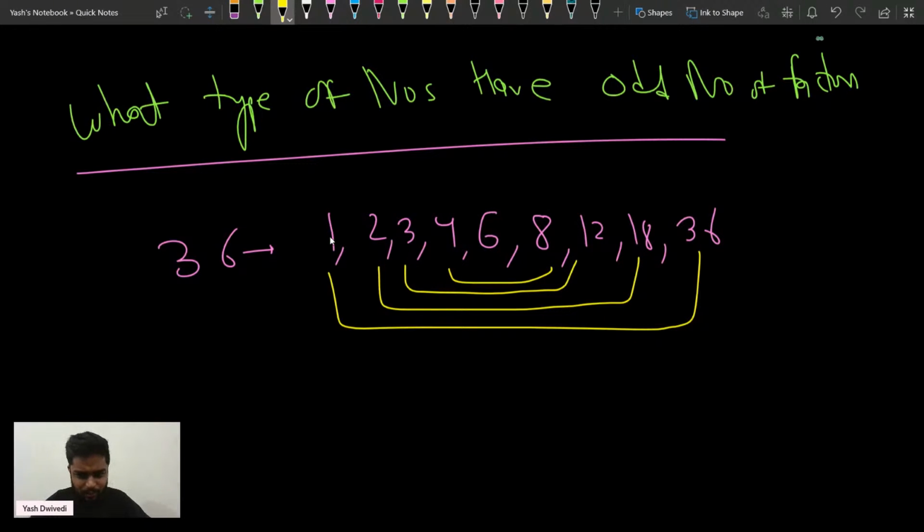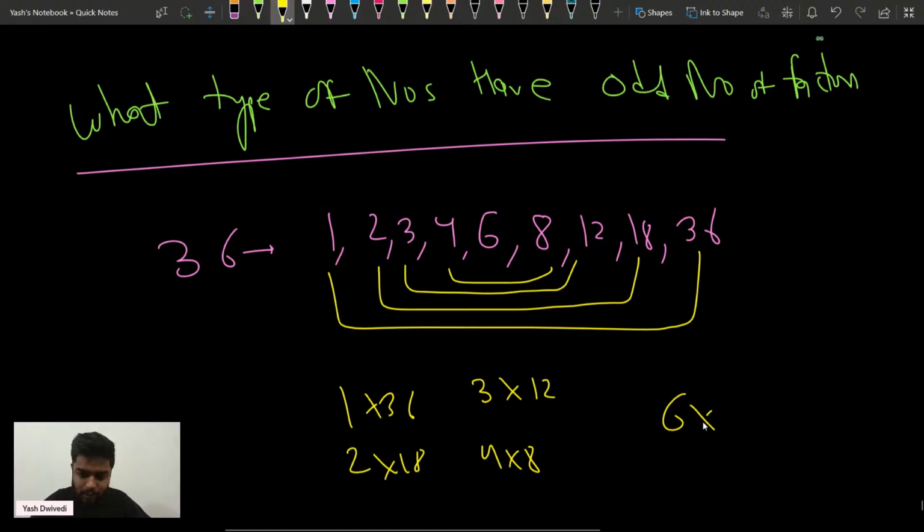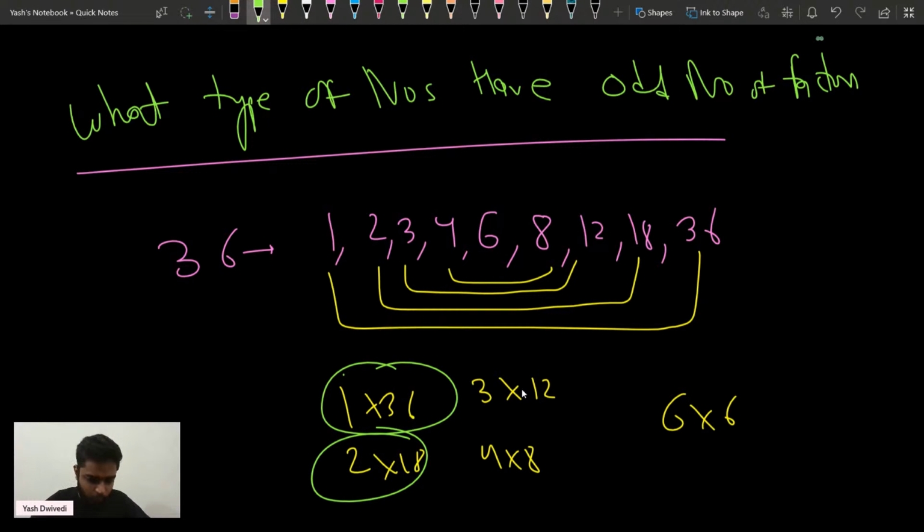So you can see that it is 1 into 36, then 2 into 18, then 3 into 12, then 4 into 9, correct. Then 6 into 6 now. So you can see that 1 gives 2 factors, 2 gives 4 factors total, then 2 more factors, 6 factors, and 1 more factor, right?